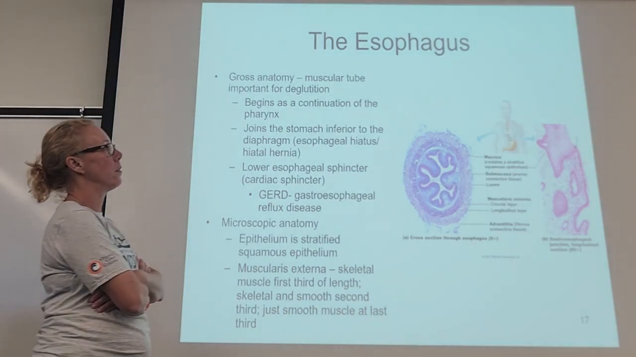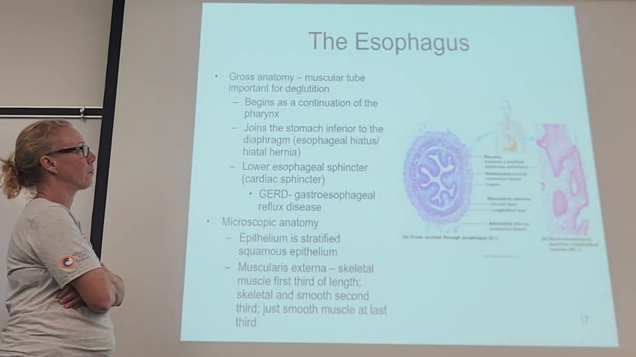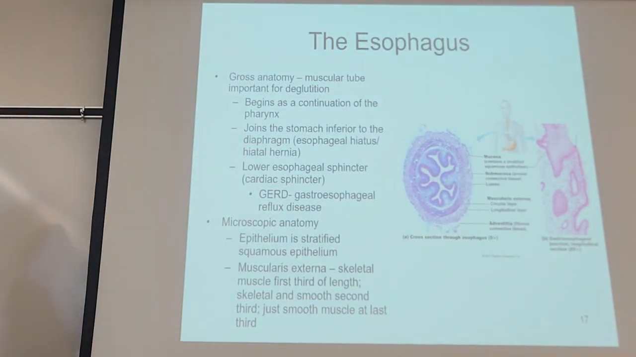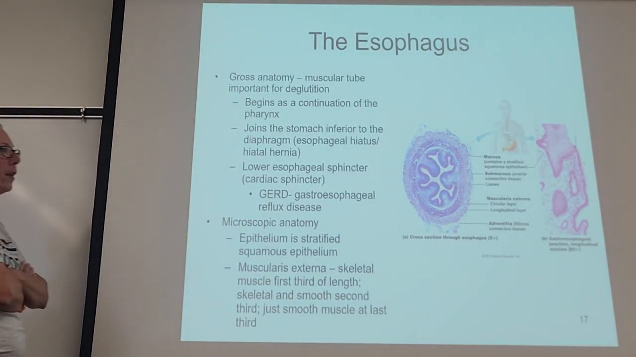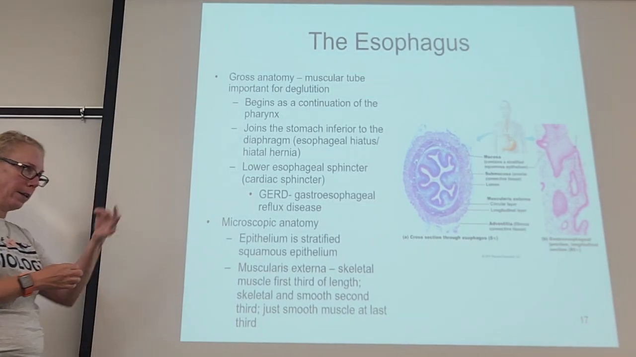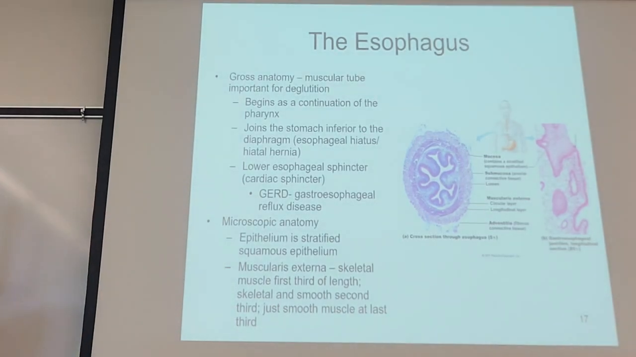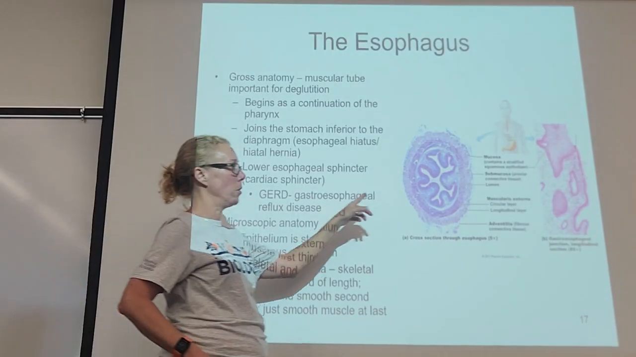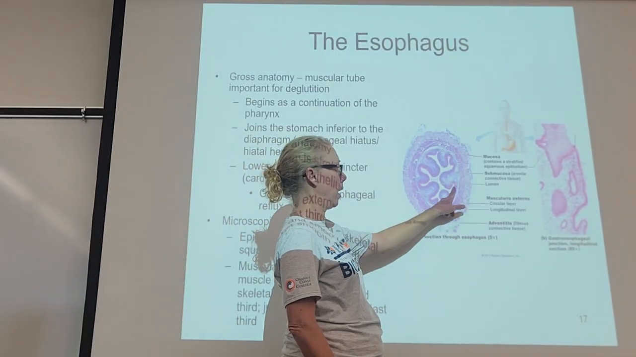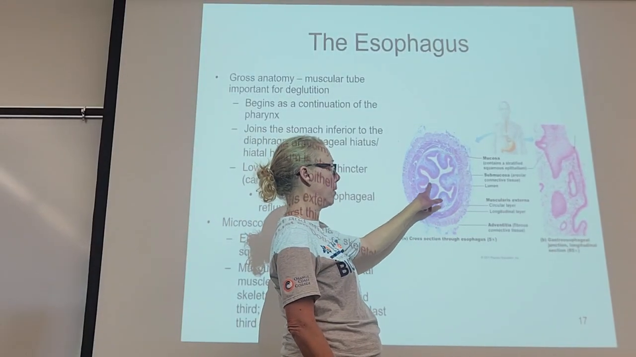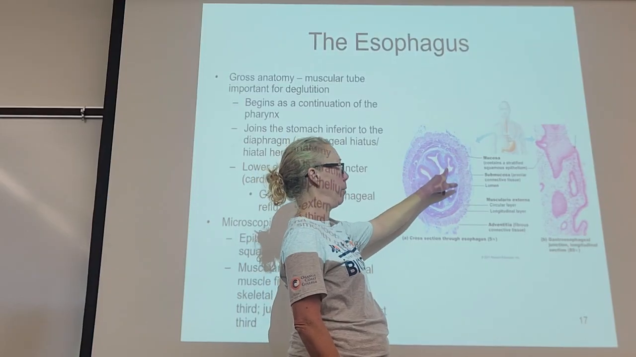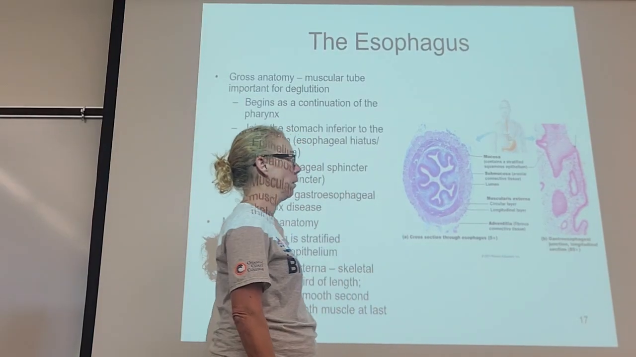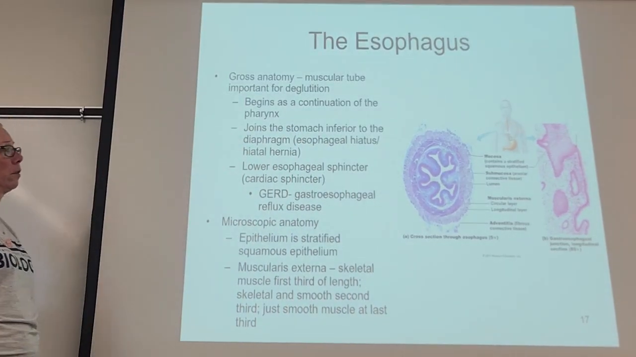So the esophagus is a muscular tube that's important for deglutition. Deglutition is swallowing. So when you identify the esophagus, it's a long tube, but the inside of it is not just this big circular opening. It actually has all of these grooves in it, with epithelial tissue that are lining the inside of this tube.